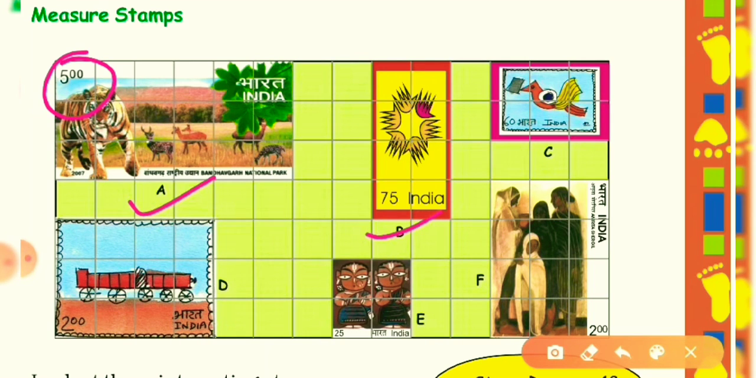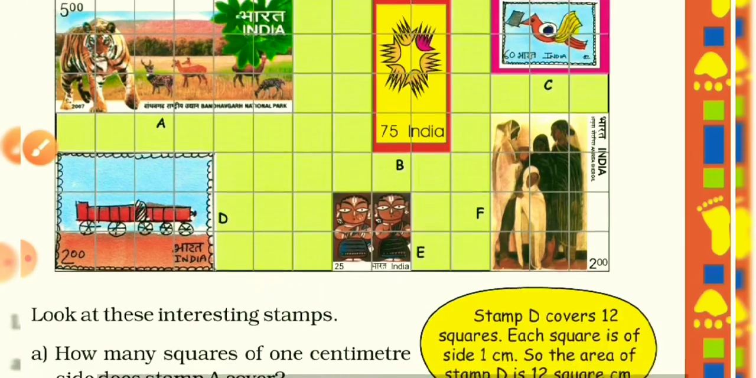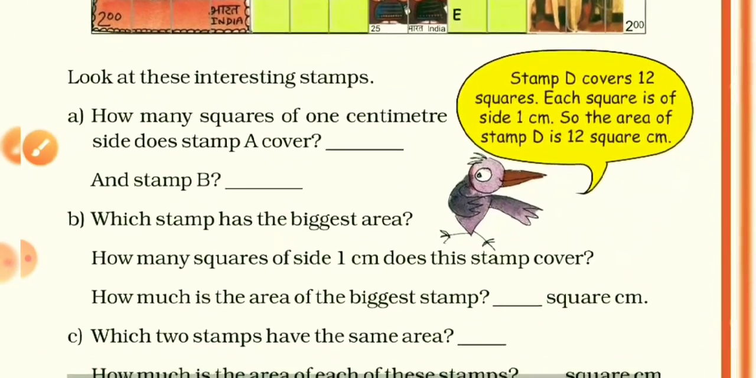Now come to B. Here it is written 75 on the stamp ticket. It means the value of this stamp ticket is 75 paise. Similarly, come to D. Here it is written 200. So the value of this stamp ticket will be 200 paise, or you can say 2 rupees. Very nice. Now let's check some questions.